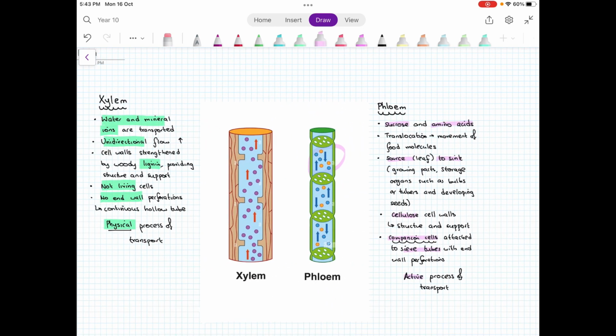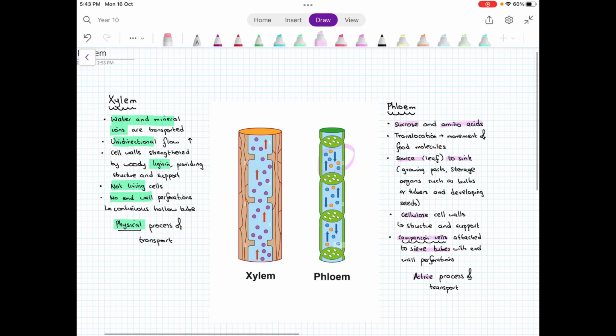So I hope this helped you understand more about the differences between xylem and phloem vessels.